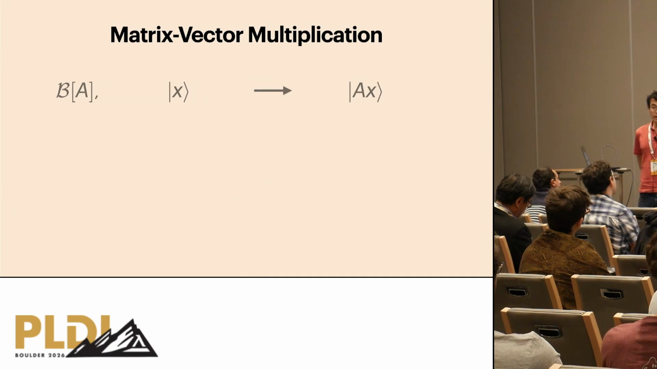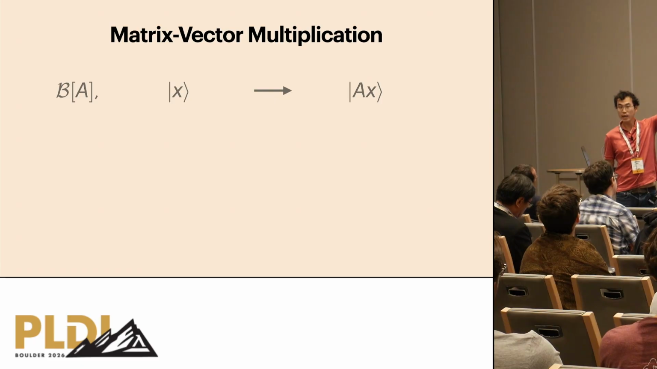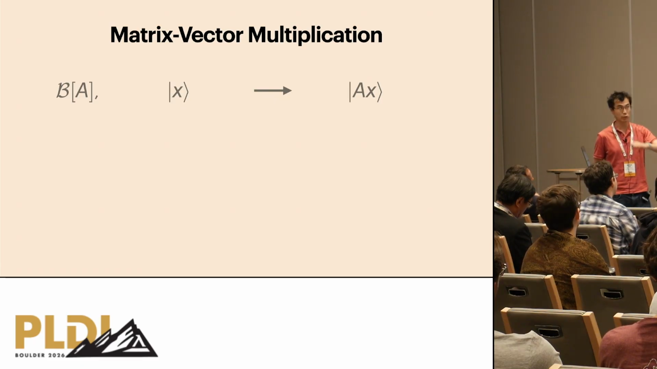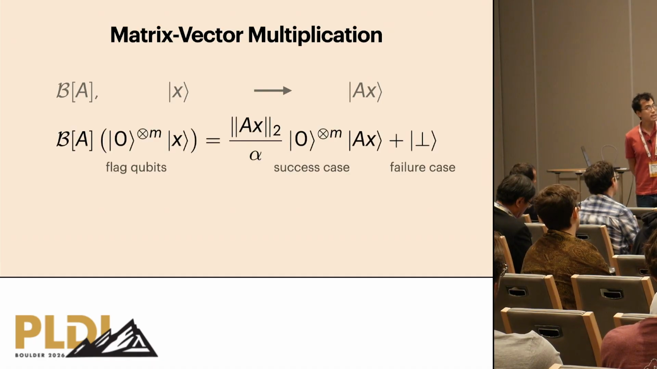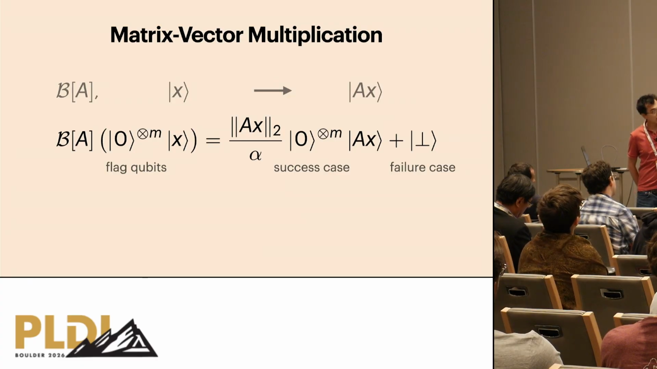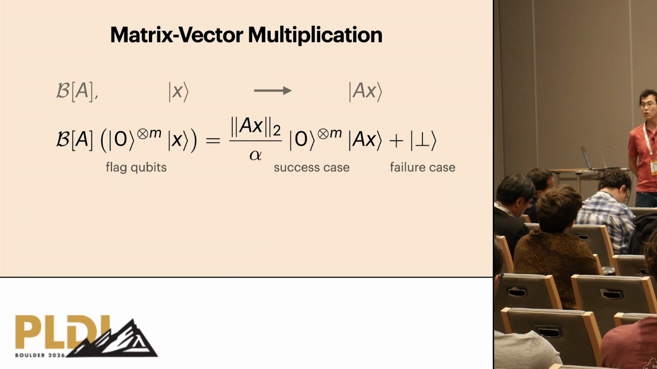So one cool thing that we can do with a block encoding is that we can perform all the matrix operations that we want, for example, matrix vector multiplication. If we have a block encoding of the matrix A and an amplitude encoding of the vector x, we want to get an encoding of the vector Ax. We can do this by taking that block encoding and applying it as a circuit to the state x, along with a couple of extra qubits, and this will give us a resulting superposition.